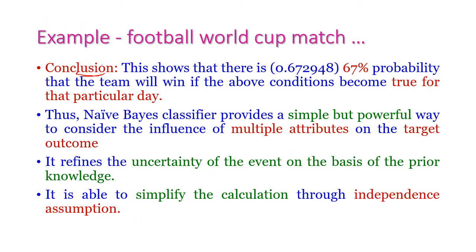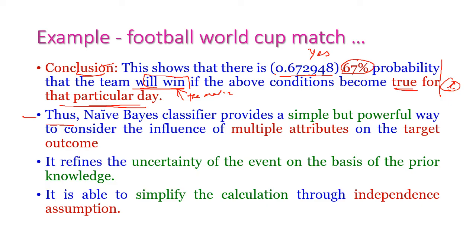Now let us conclude our problem. From our computation, we can identify that the 67% probability, that is the positive yes side value, is 0.672948. So there is a 67% probability that the team will win the match if the above condition becomes true for that particular day. Based on our condition on that day, the probability of winning the team is 67%.